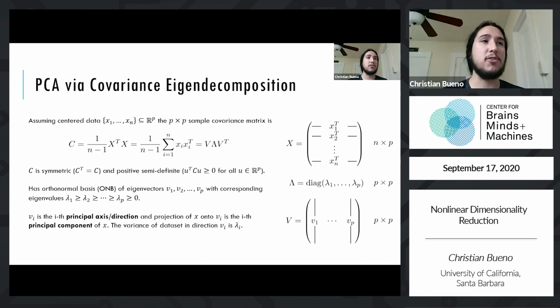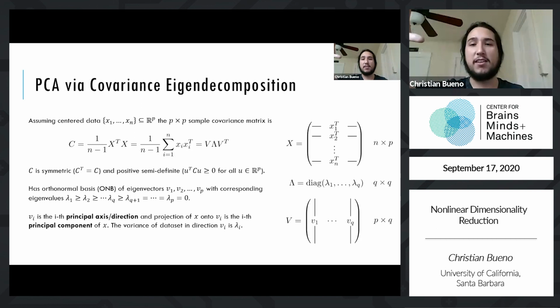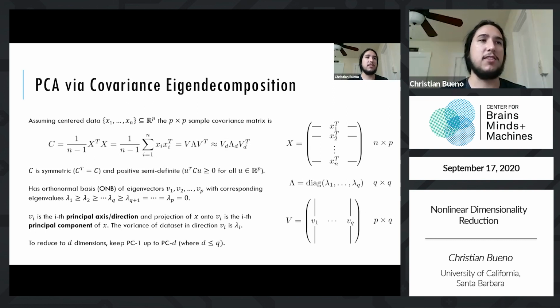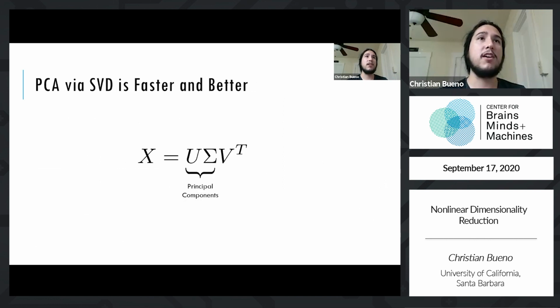That's the eigendecomposition. We might get some 0 eigenvalues. That can happen. For example, if all your data lie on a plane, you're not going to need that orthogonal direction to describe your data at all. To reduce to D dimensions, just keep the top D eigenvectors and eigenvalues. We can also do this by SVD, which is just faster and better. We don't have to build a covariance matrix, and we can just read off the principal components right there.